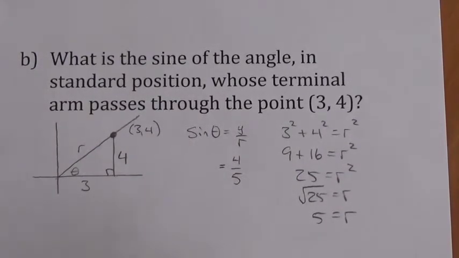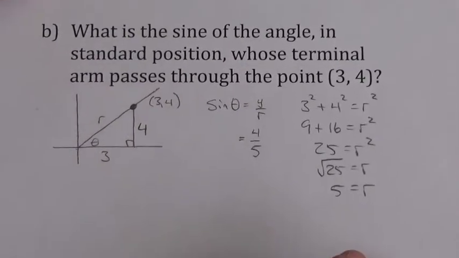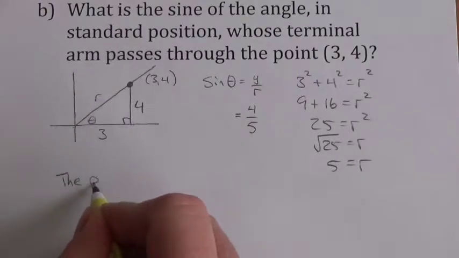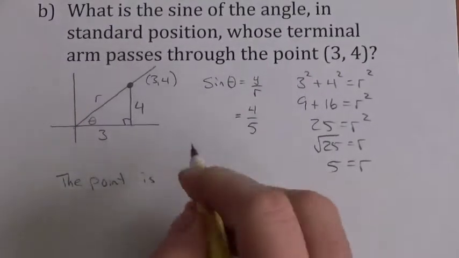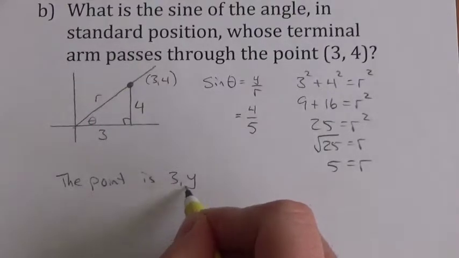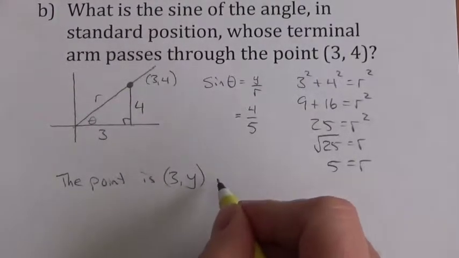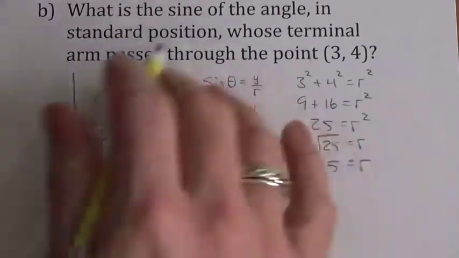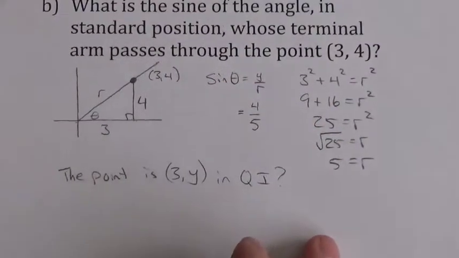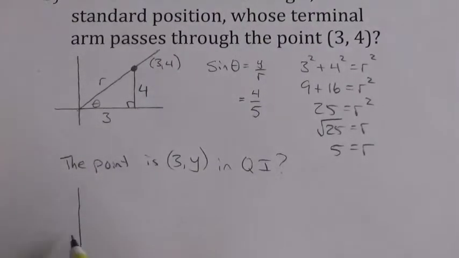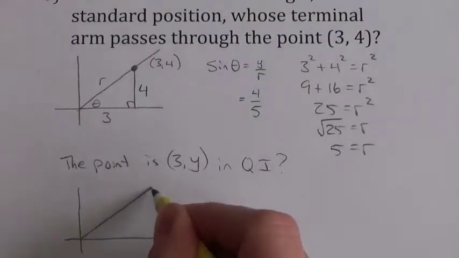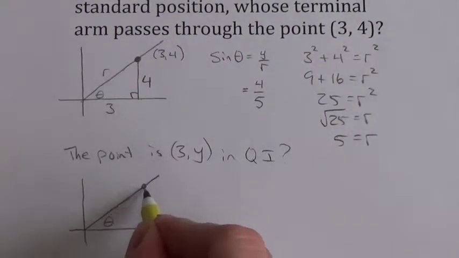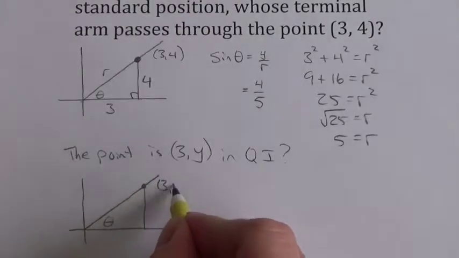Wonderful. Now, same process, but let's change the question slightly. Let's say that the point is 3y. Let's just say 3y. And just to be fair, in quadrant 1. Okay, so same question as before, but we're going to have it go through 3y in quadrant 1. So I draw this out. There's my angle, theta in standard position. It's going through the points here, 3 comma y.